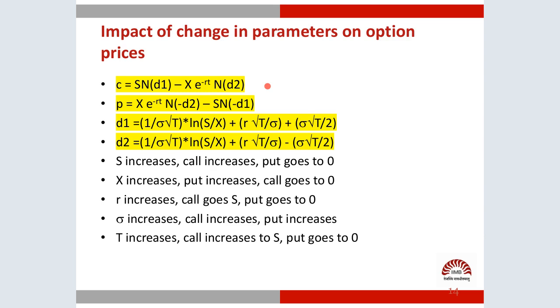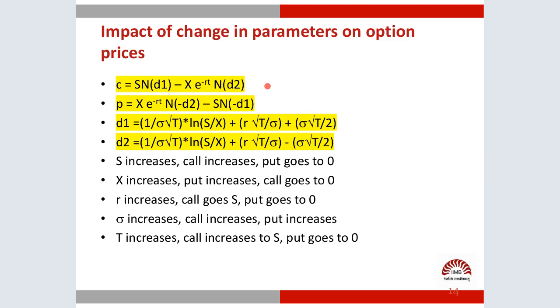What happens to the put? As D1 goes to infinity, D2 goes to infinity. By the same logic, minus D1 and minus D2 go to minus infinity each, which means N of minus D1 and N of minus D2 go to 0 each, and hence the put price goes to 0. So the call price increases, the put price decreases, and the call price increases not to an infinite level, but to the value of the spot price. It does not go higher than the spot price. So there's a limiting condition as well.